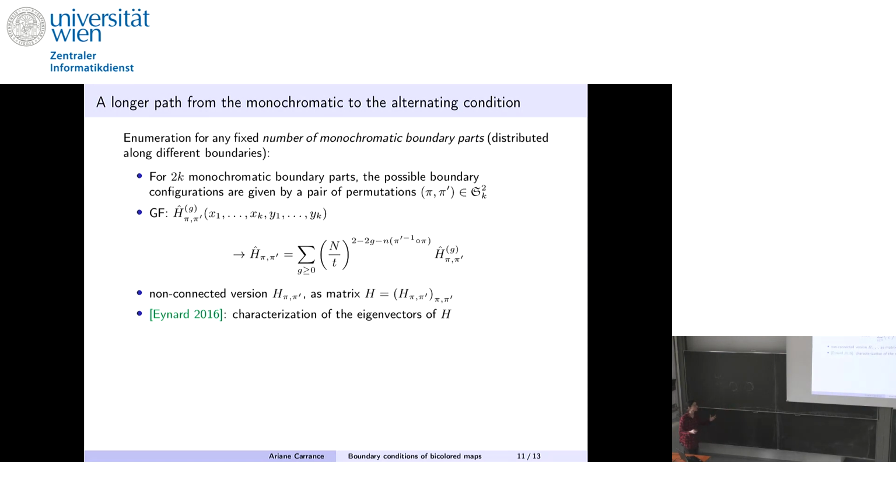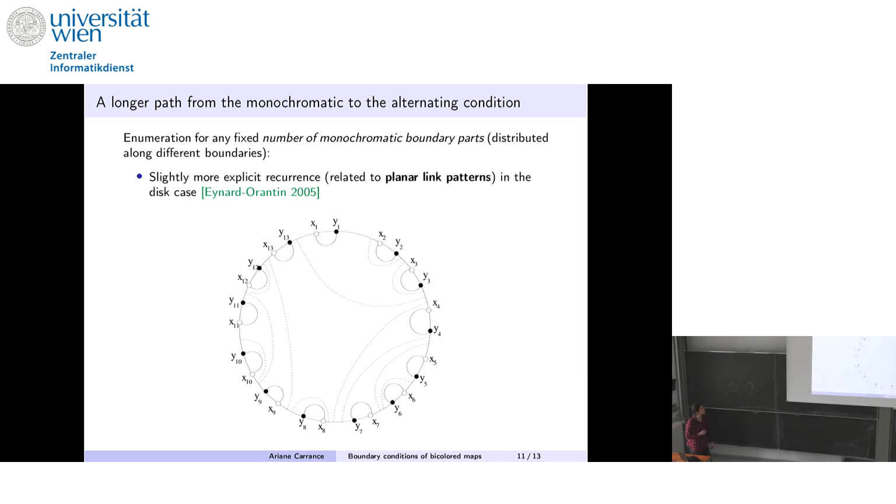And there's a characterization of the eigenvectors of H, so this big matrix, in Eynard's book from 2017. And in the case of the disk, they have a more explicit relations with coefficients related to planar link patterns.